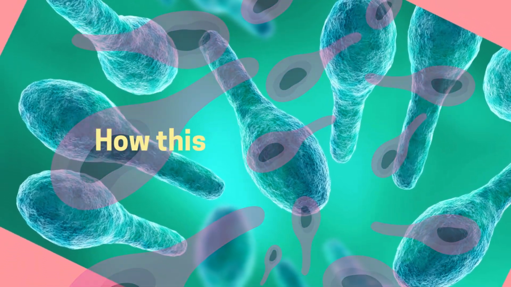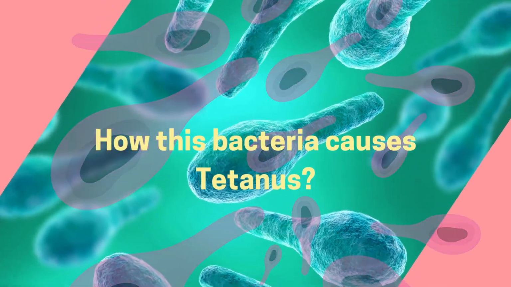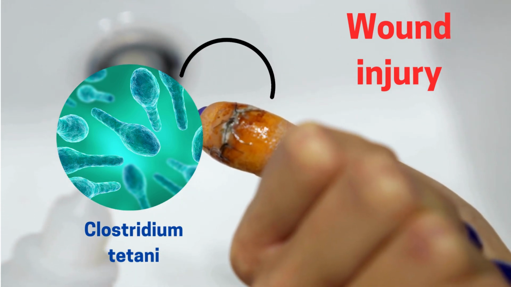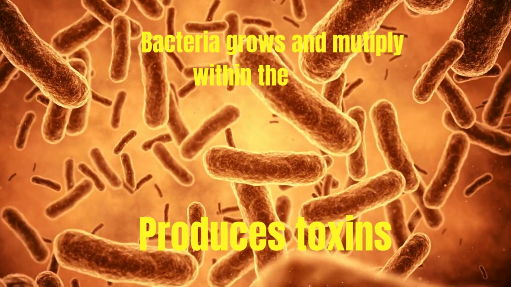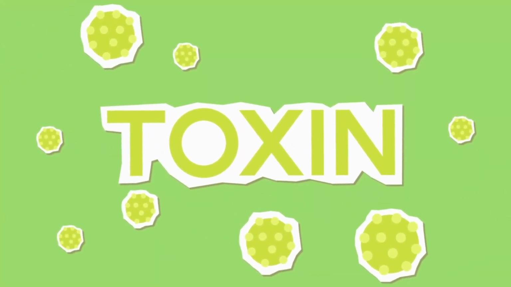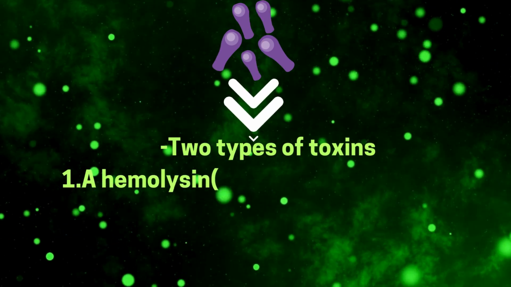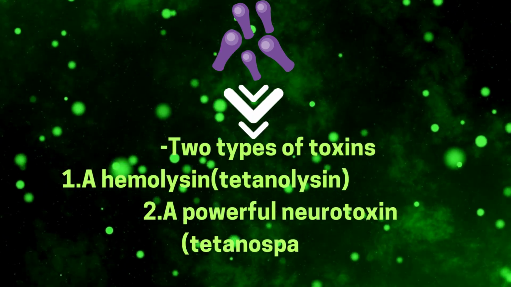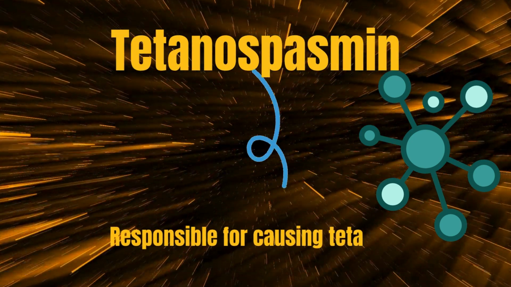So how does Clostridium tetani cause tetanus? Let's see the whole process involved in an easy way. When a person gets a wound injury, the bacteria present in soil, dust, or rusted metals enters the wound. These bacteria begin to multiply in the wound and produce toxins. It is the toxin of bacteria that gets circulated in the body rather than bacteria itself. Clostridium tetani produces two types of toxins: hemolysin or tetanolysin and powerful neurotoxin or tetanospasmin. This tetanospasmin is the main toxin responsible for causing tetanus.